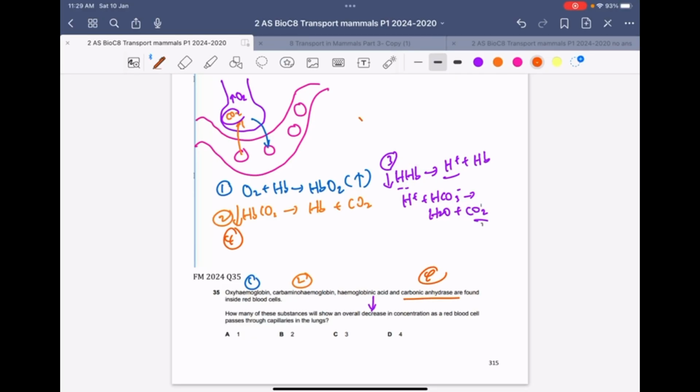Carbonic anhydrase, 它是 unchanged，因为它只是一个 enzyme 啊。So this enzyme catalyzes the reaction, which is the carbon dioxide combining with the water to become carbonic acid, H2CO3.